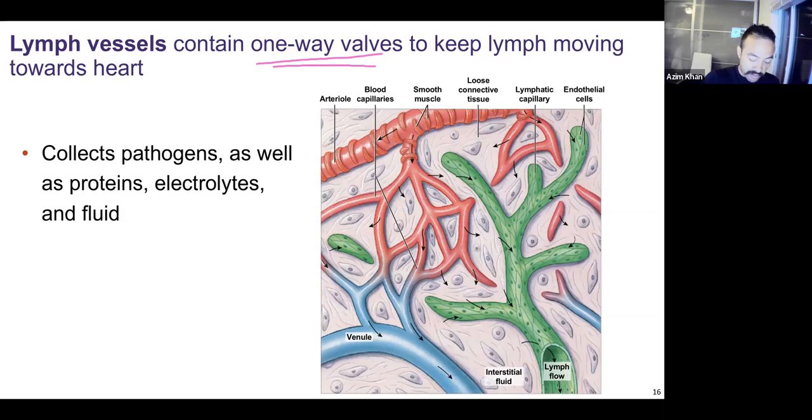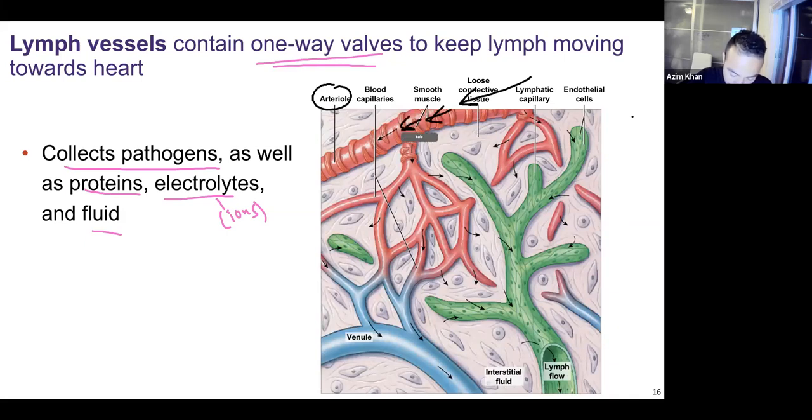Lymph vessels in general are there to collect pathogens and proteins and electrolytes, those are just ions, and excess fluid that's run off from capillaries. In this illustration at the bottom right, blood flows through an arteriole. It goes to capillaries. There's our capillary. And then from capillaries, most fluid continues onto venules. That's the typical route. But some fluid will leak out.